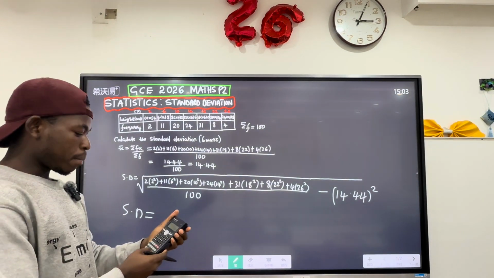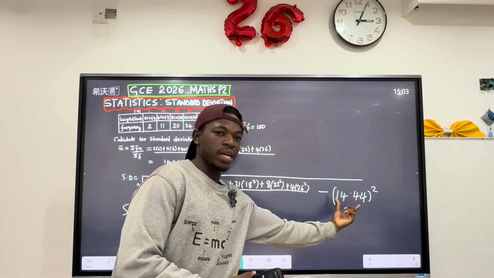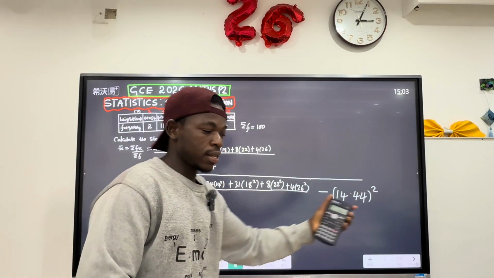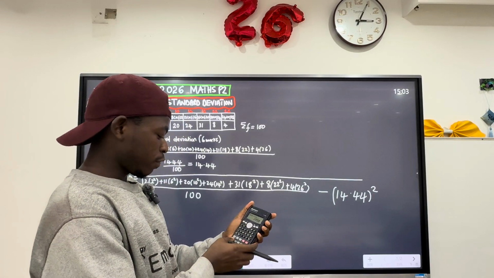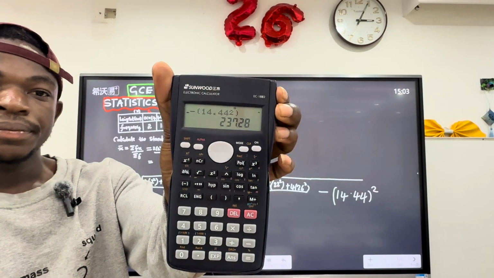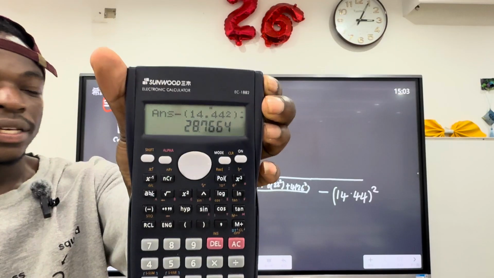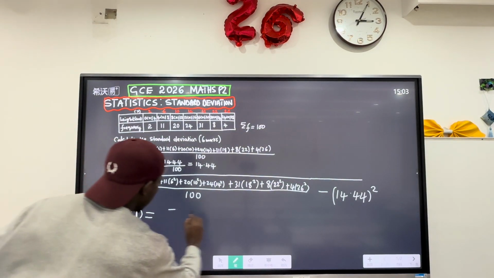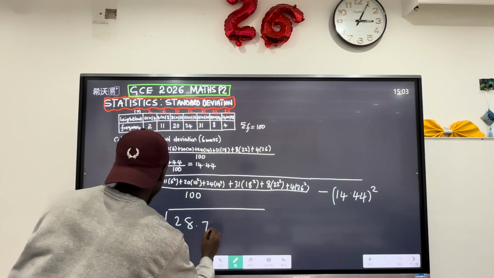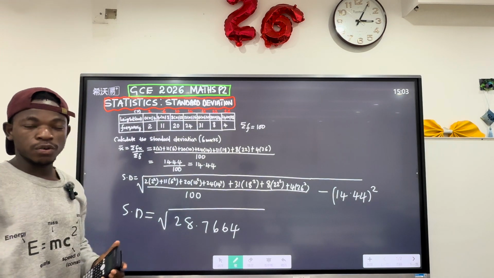Just say minus. Minus what? Remember, we are saying minus mean squared. Do not erase this. So I shall say minus, you put brackets the same way we are seeing it, minus 14.44 squared. Like this. Then it will give you something that looks like this. So overall inside there we've calculated 28.7664. Then we just need to find the square root of this value.